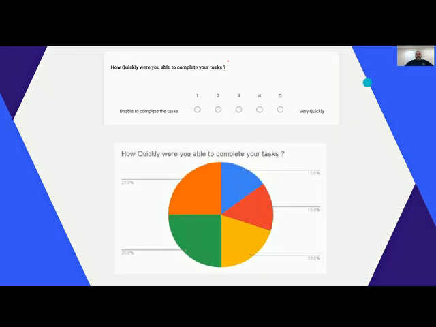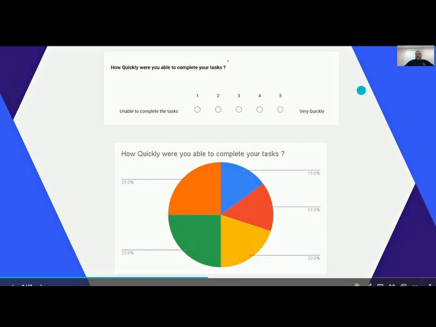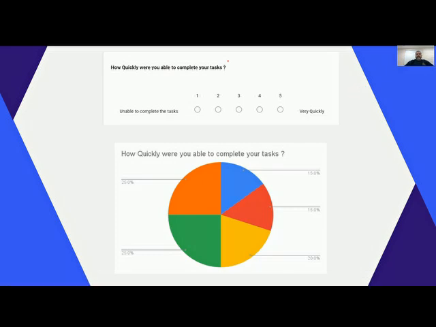How quickly were they able to complete the tasks? I did give my respondents 4 days to go through the course. You can see that 85% of my respondents gave me 4s and 5s, saying that they were able to complete the assignments. The only glitch that this 1 respondent had was home accessibility.